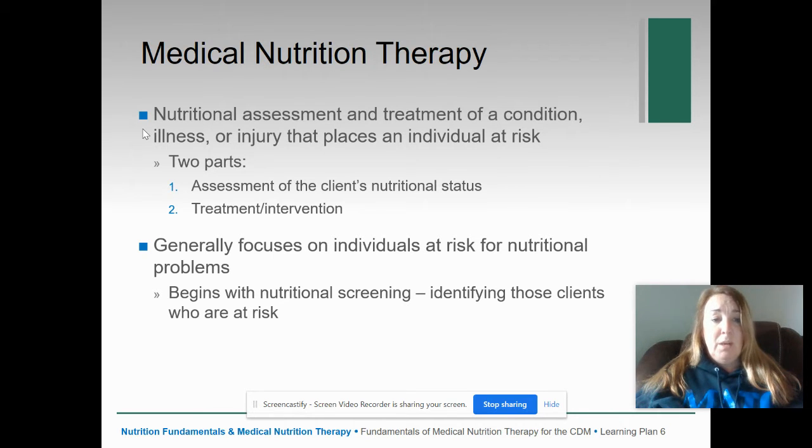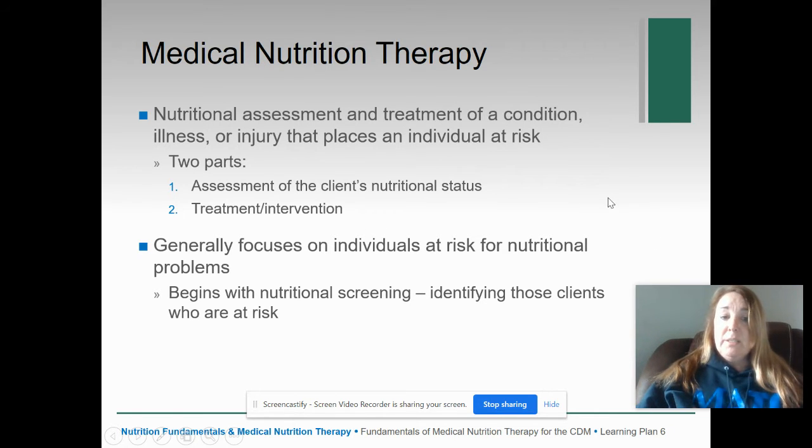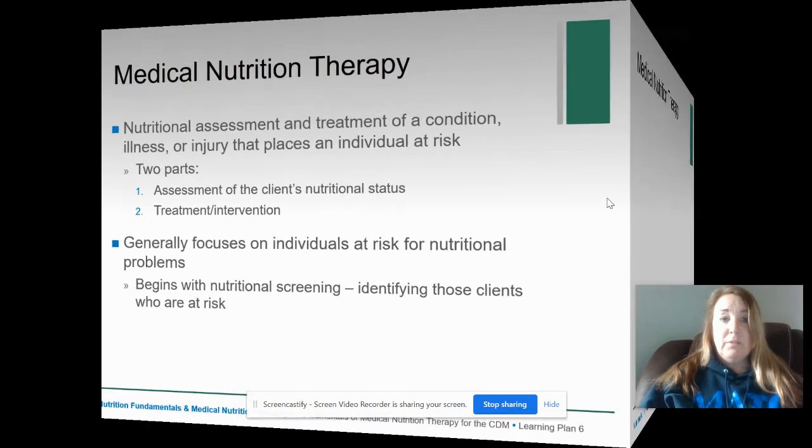eat. And so that might mean working with a speech language pathologist to provide a diet according to the correct thickness level of liquids and the correct minced, chopped, moistened level for the foods that they're eating. So the medical nutrition therapy typically begins with nutrition screening, and we'll talk more about that in Chapter 7.